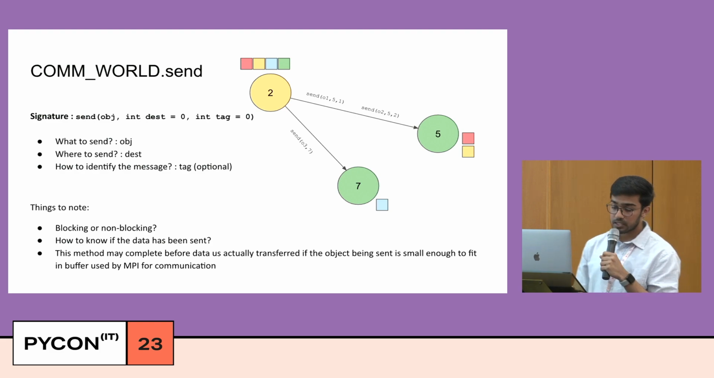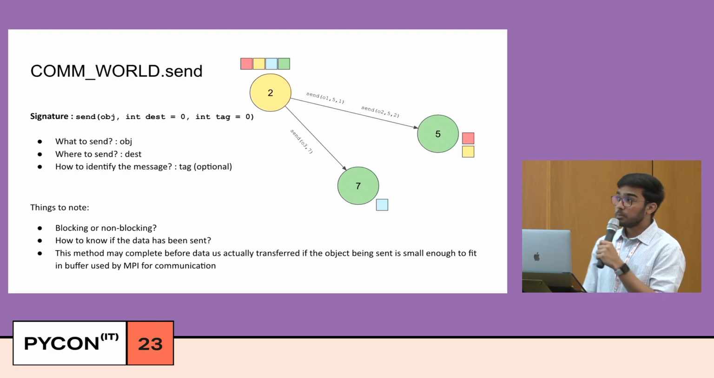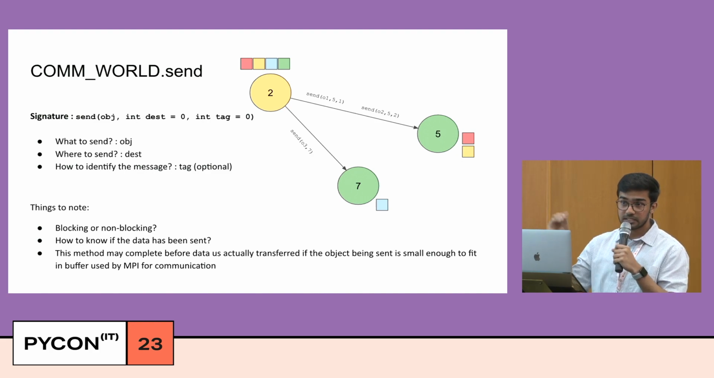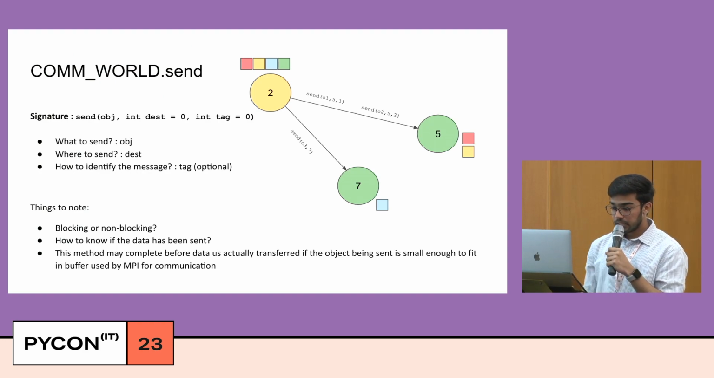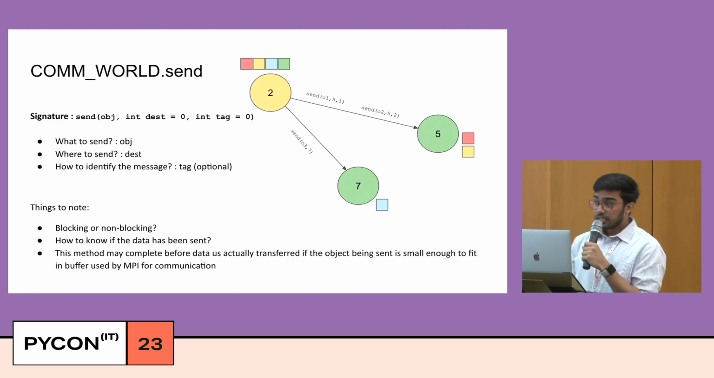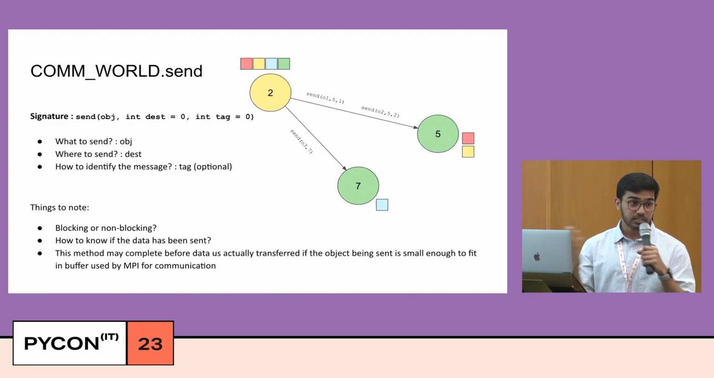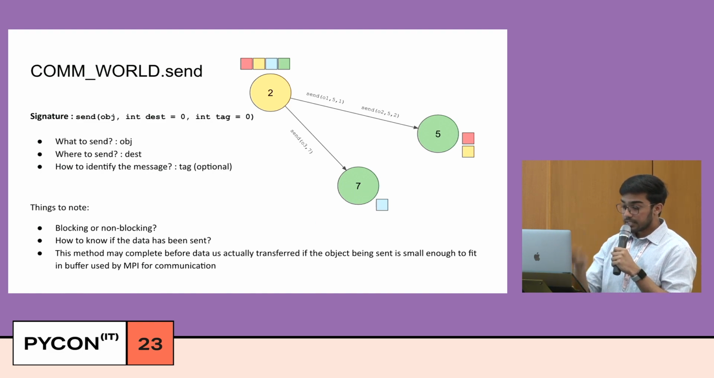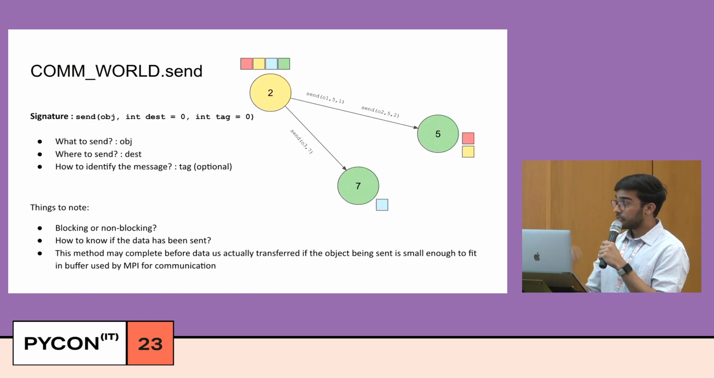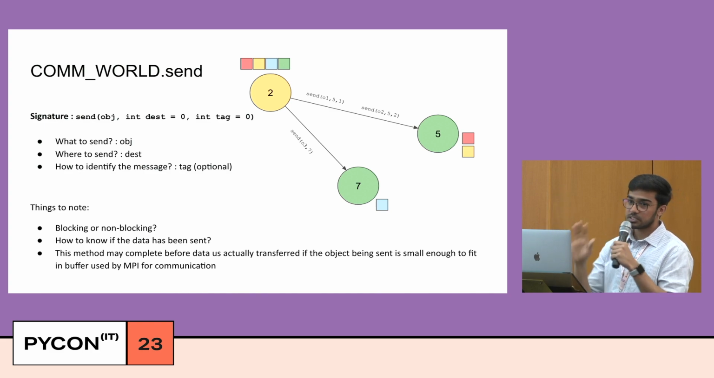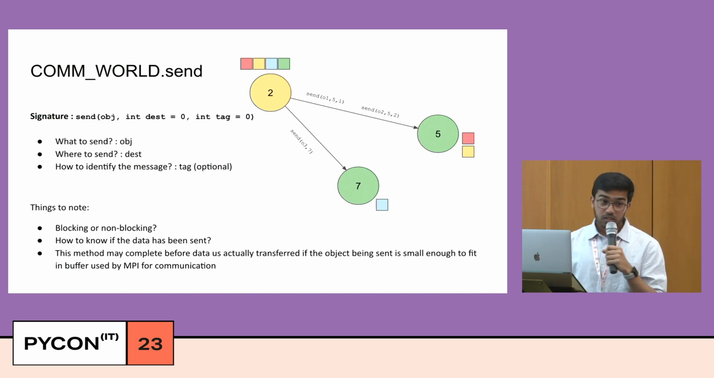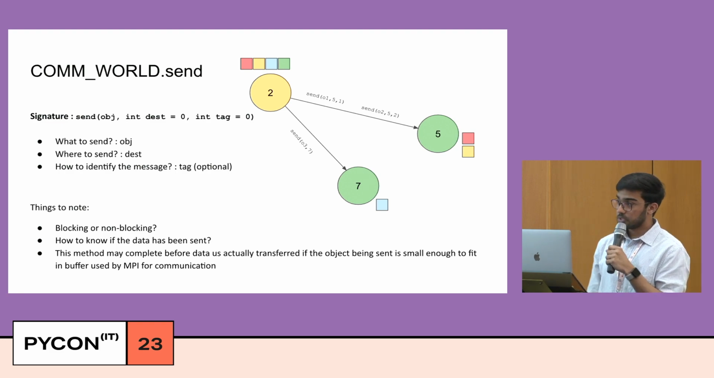Some things to note here: first, it is a blocking call, meaning unless and until someone receives a message by executing the receive method, 2 would be stopped on sending it. So this has a caveat, we'll come to it later, but basically it's a blocking call. And the caveat here is that in some cases, if the data is very small, it fits in the buffer. What can happen is it can finish executing even before it is received because it's stored somewhere in the buffer. It's not important for our discussion, but I just would like to mention this.